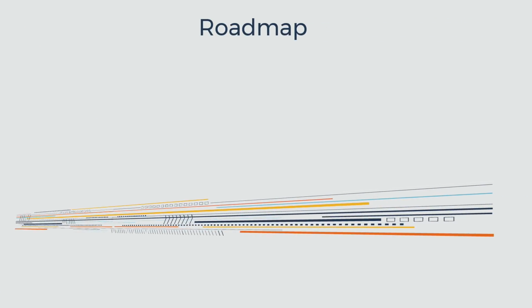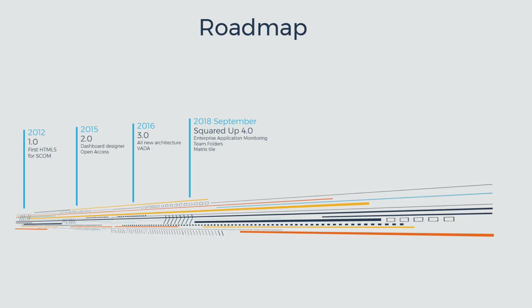So let's start off now by looking at the roadmap. Depending on when you joined us on our journey with Squared Up, you'll probably know that we have a reputation for delivering innovation and new value on top of System Center Operations Manager over the years. And that really was continued with our Squared Up 4.0 release back at Ignite 2018, where we introduced the concepts of enterprise applications to SCOM, giving you end-to-end enterprise application monitoring, from availability monitoring through to mapping and dependencies. We also introduced team folders and the matrix tile in that release as well.